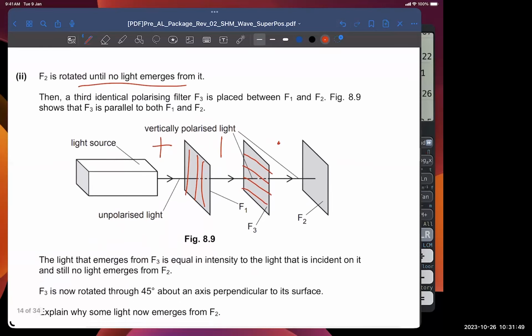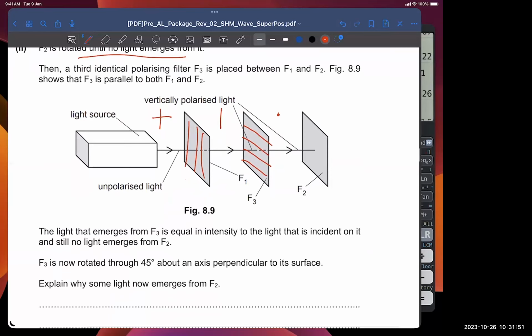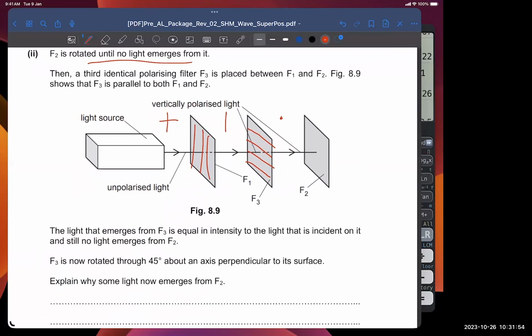Then I come out from F3. There is the light that emerges from F3. I place it between F1 and F2. My mistake, so I need to undo some stuff. So F1 is at a right angle, perpendicular to F2. Then I place F3, and the light that emerges from F3 is equal in intensity to the light that's incident.